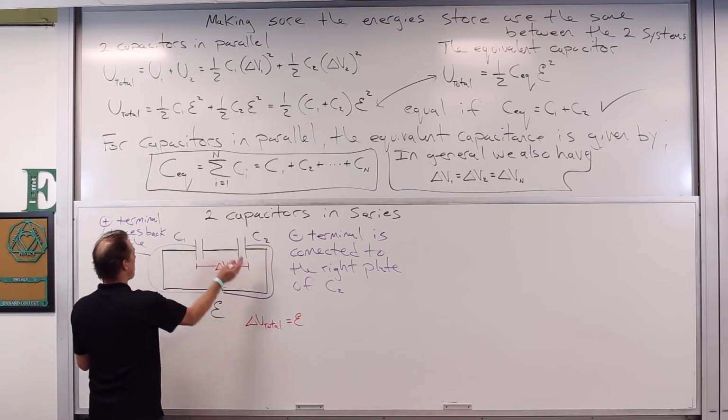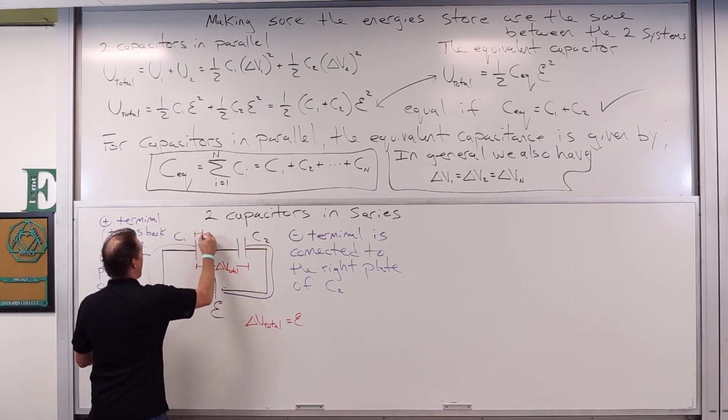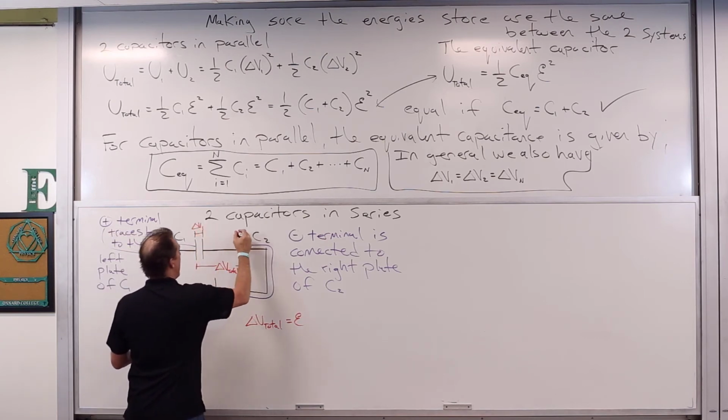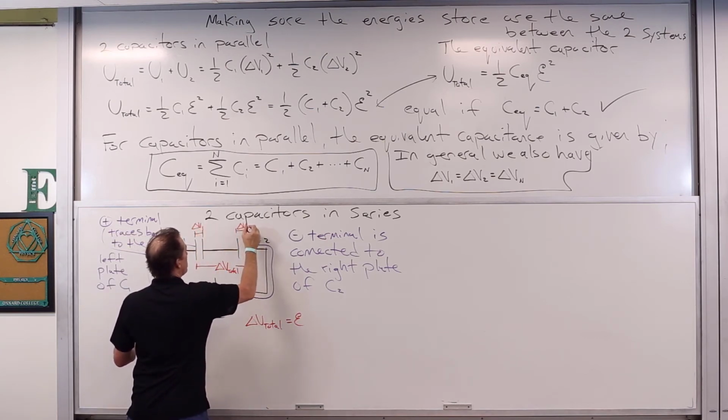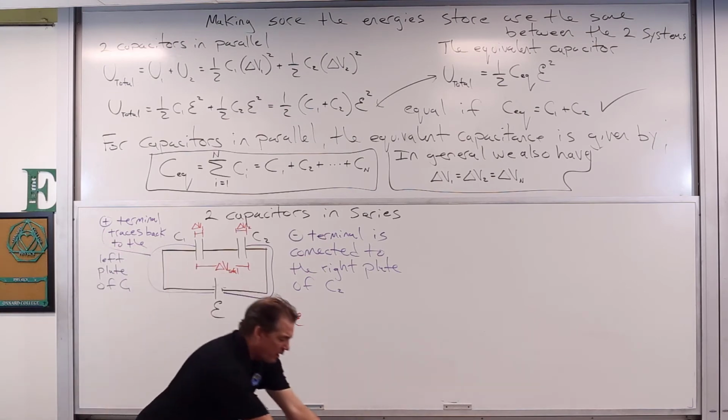But these two capacitors have to have their own potentials themselves. We have to have that there's some delta V1 and some delta V2. So do we just add those together? Delta V1 plus delta V2 is equal to delta V total? Maybe. Maybe not. What we have to understand is what's going on in this interior spot right here.